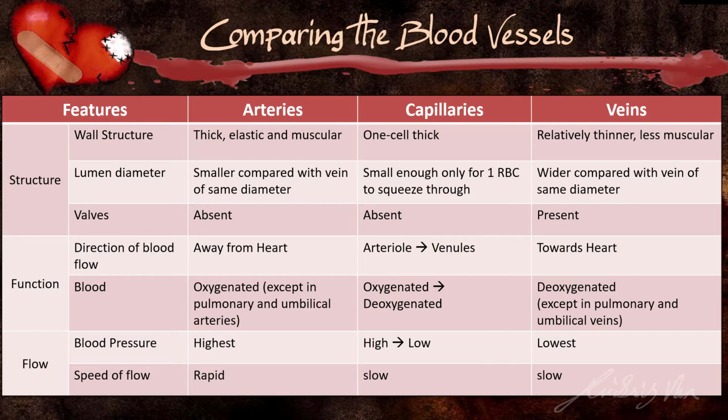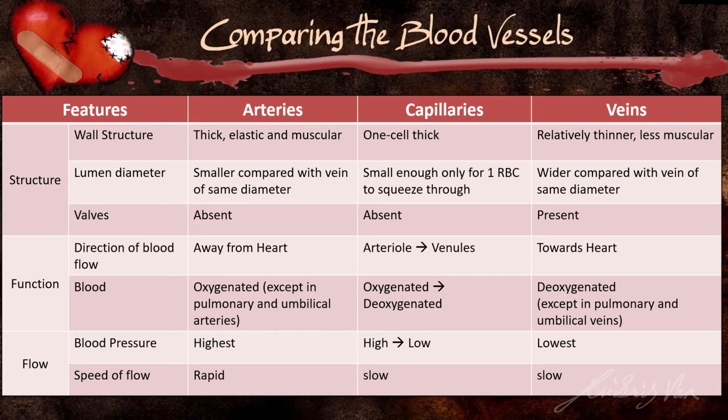There is also comparison of the diameter of the lumen, as well as valve, whether it's present in artery, capillary, and vein. The direction of the blood flow for artery is always away from the heart. Capillary connects the arteriole to the venule, therefore it transports blood from the arteriole to the venule, while veins transport blood towards the heart. For arteries, the blood here are mainly oxygenated, while the vein is mainly deoxygenated.